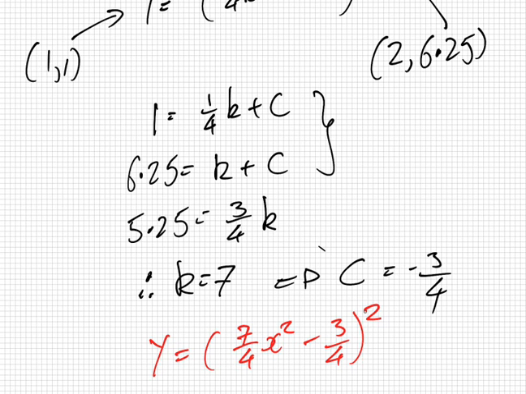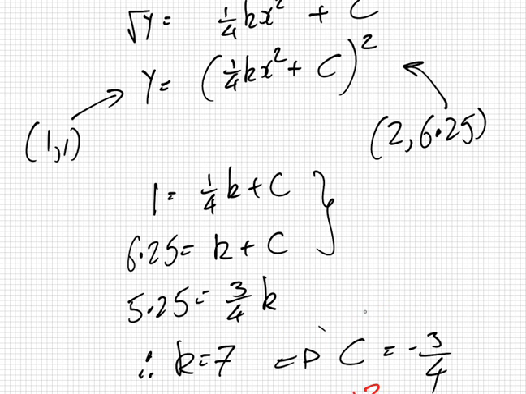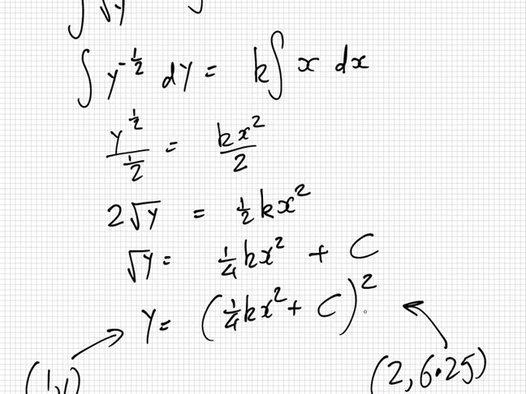So maybe my c is the problem here. Let me just... 5.25 times 4 divided by 3, yep, that's 7. So k is 7. Oh, that's right. 6.25 minus 1 is 5.25. 3 quarters k. X is 2. No. So where did it all go terribly wrong?